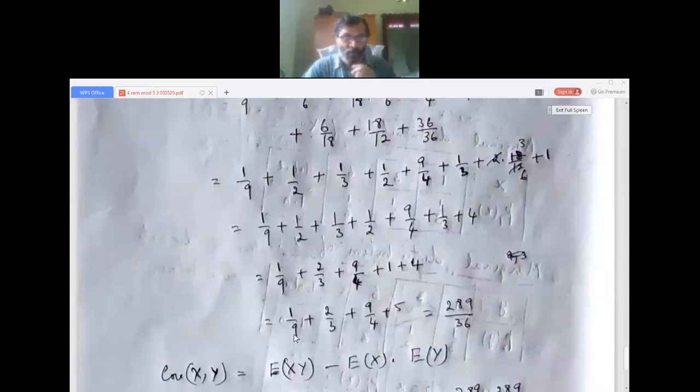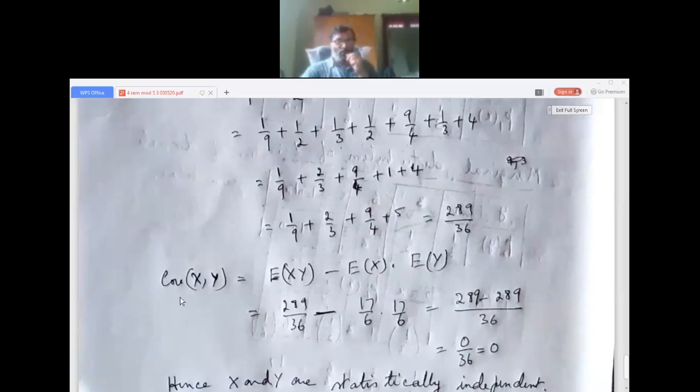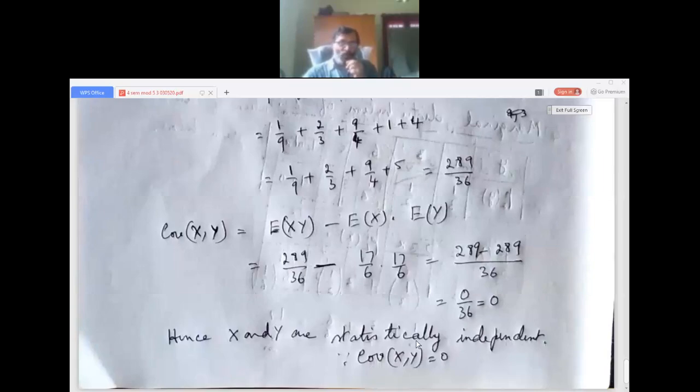Now substitute all the values here. Covariance of x comma y is E of xy minus E of x into E of y, that is 289 by 36 minus 17 by 6 into 17 by 6. Take LCM, 289 minus 289, very clear, it is 0. 0 by anything is 0. So if the covariance of x comma y is 0, we can say that x and y are statistically independent.